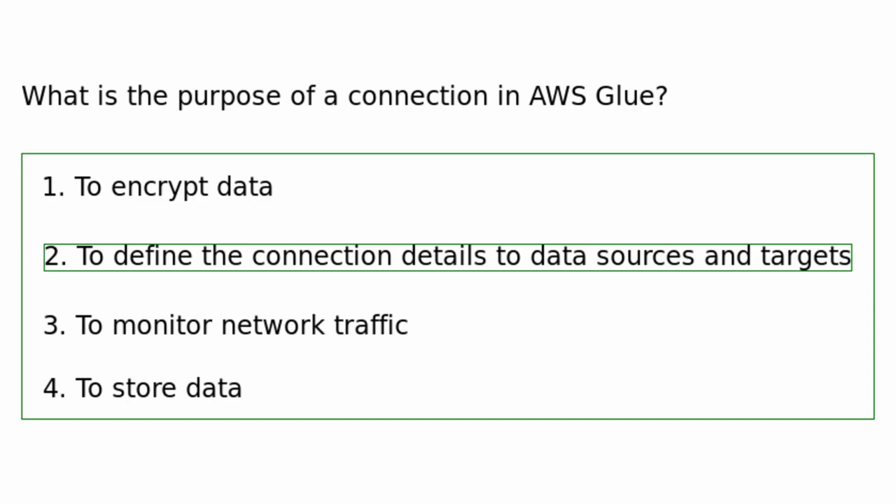The correct answer is to define the connection details to data sources and targets. In AWS Glue, a connection is used to define the connection details, such as endpoints and authentication credentials, to data sources and targets for ETL jobs.